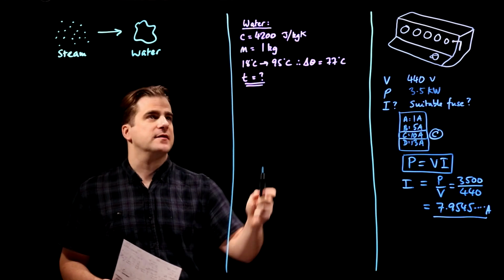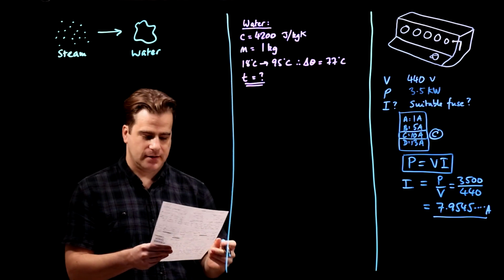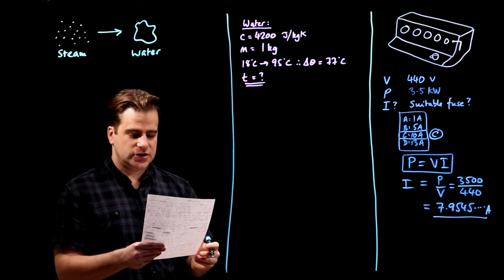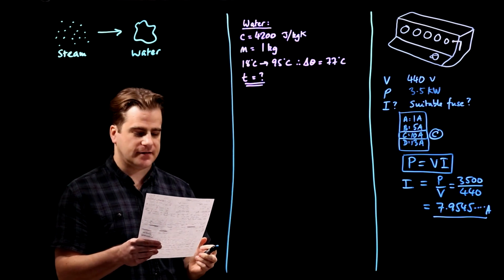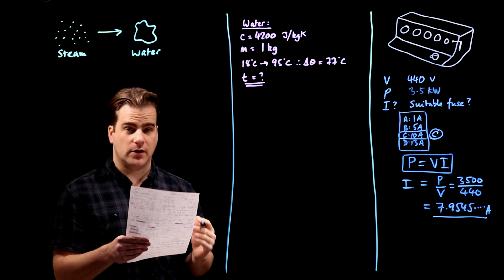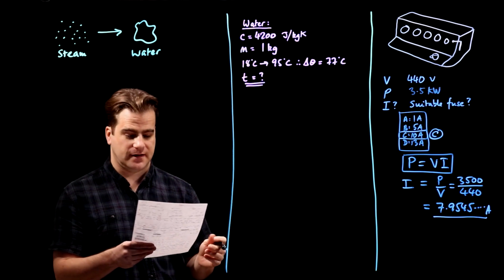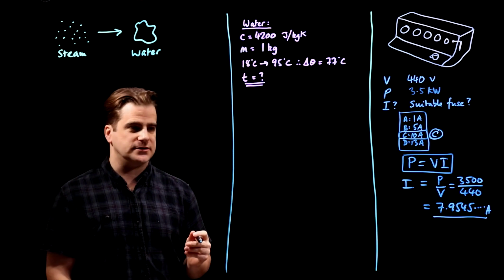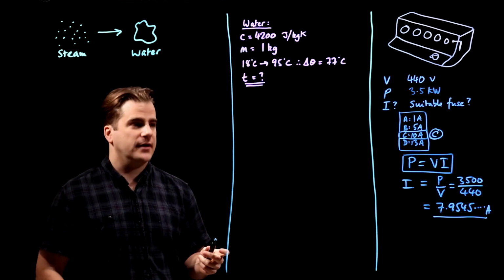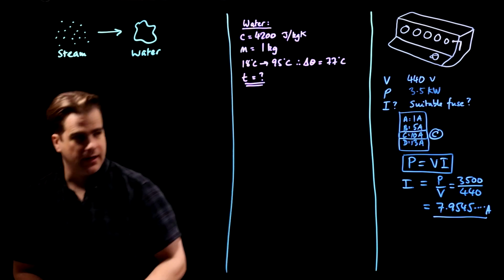We're told that the specific heat capacity of water is that. And the question is, show that it takes the heater about 90 seconds to raise the temperature of 1 kilogram of water from 18 degrees C to 95 degrees C. Use an equation from the formula sheet.